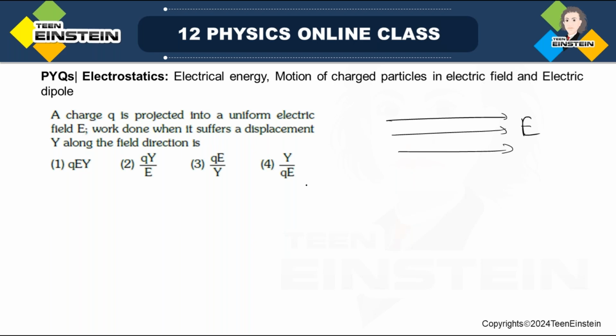So this is simple actually. Work done will be just F into y, force into y. So what is the force here? q into E. That is the force into the displacement. So this is the work done.